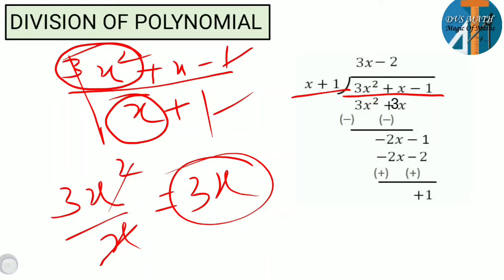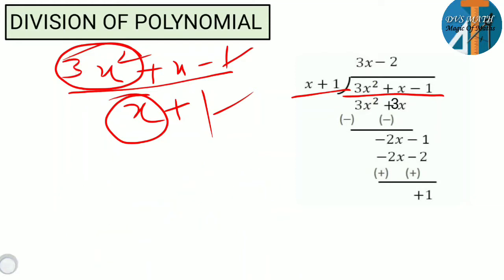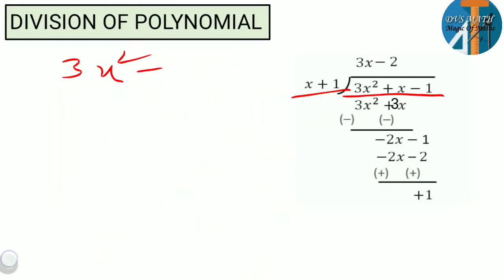So now let's move on. It is very simple. Always take the first term of the given. In this the first term is 3x square, in this x. So you have to get 3x square, so you are multiplying by 3x. That means x into 3x is 3x square. Again the 1 is there, you have to multiply this 1 also with 3x. So plus into plus, 1 into 3x is 3x.